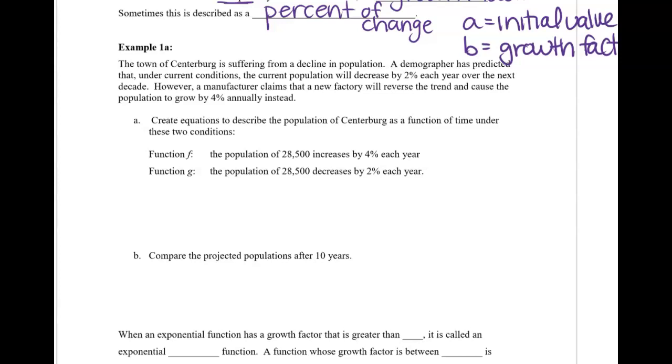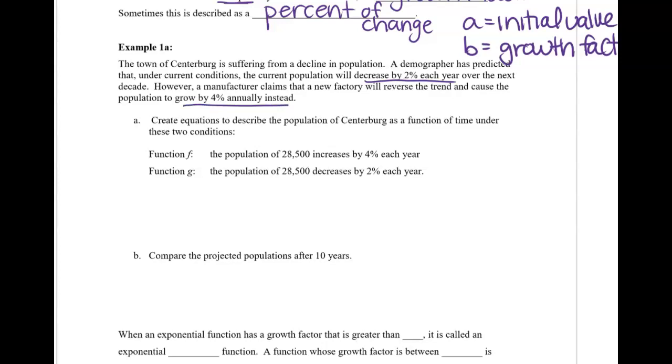So a demographer has predicted that under current conditions, the population will decrease by 2% each year over the next decade. But then a manufacturer says, we're going to bring in a factory that makes shoes. And that'll reverse the trend. The population will grow by 4% annually instead.